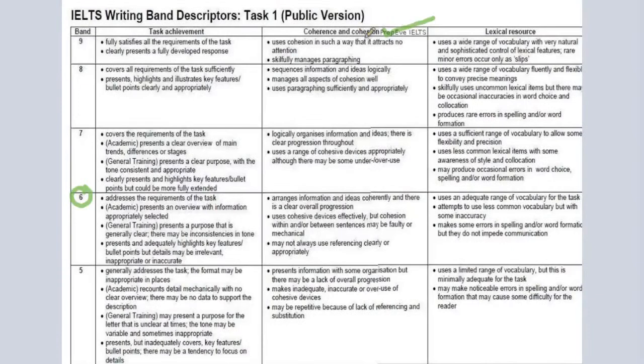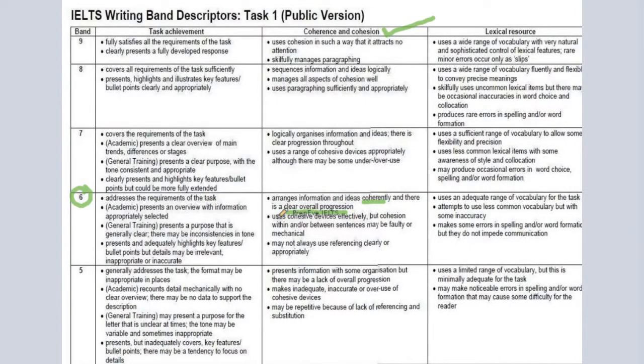What about cohesion? Cohesion is how well you connect different paragraphs to each other, how you connect different sentences to each other. Is there proper connection or not? So linking words basically help you in improving your cohesion. Let's see the mistakes you make if you end up scoring 6 bands in coherence and cohesion. The first bullet point says you arrange information and ideas coherently. So that's good. You're arranging information and ideas in a coherent manner. And there's a clear overall progression, so overall progression from one point to another is also clear.